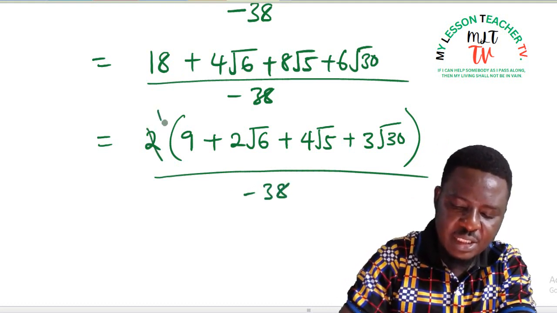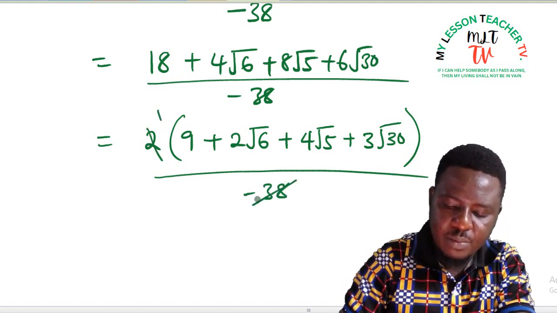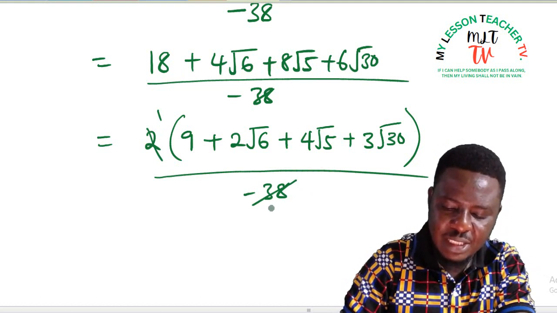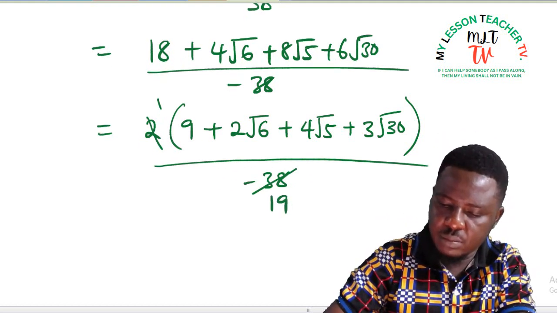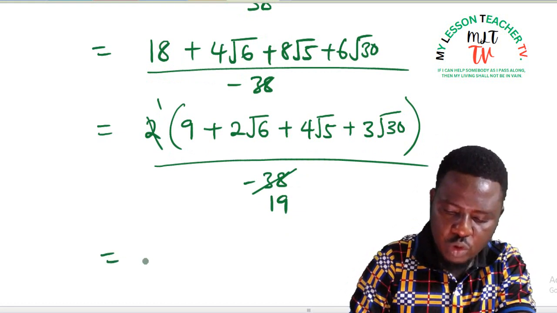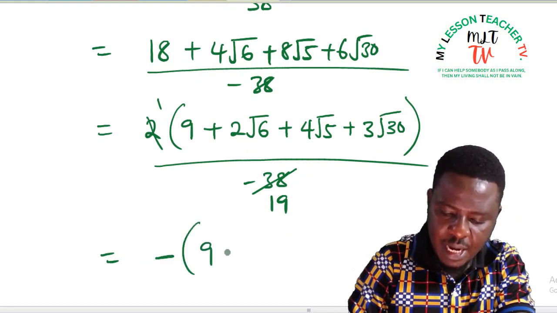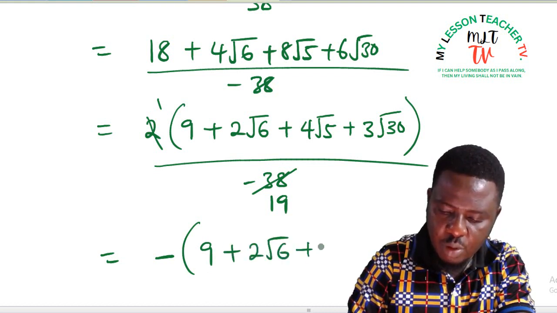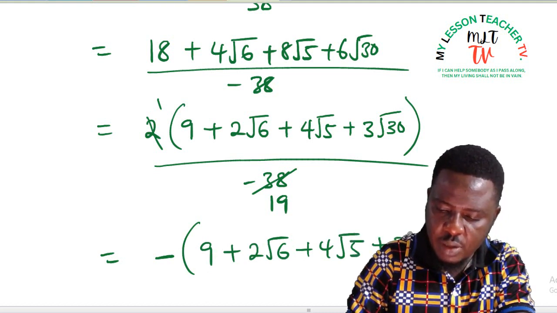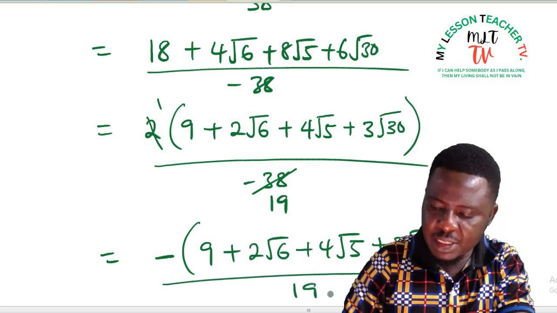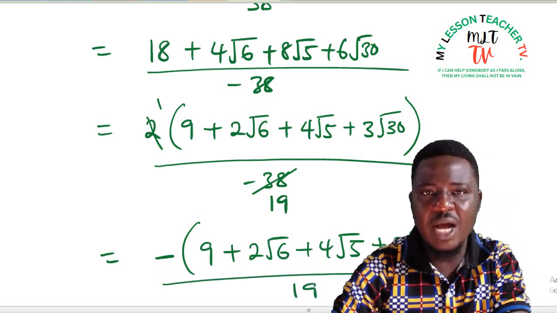So 2 can divide itself, and minus 38 gives minus 19 times, this will be equal to, now take the negative sign up, it becomes minus 9 plus 2 root 6 plus 4 root 5 plus 3 root 30, all divided by 19. And this is your answer.